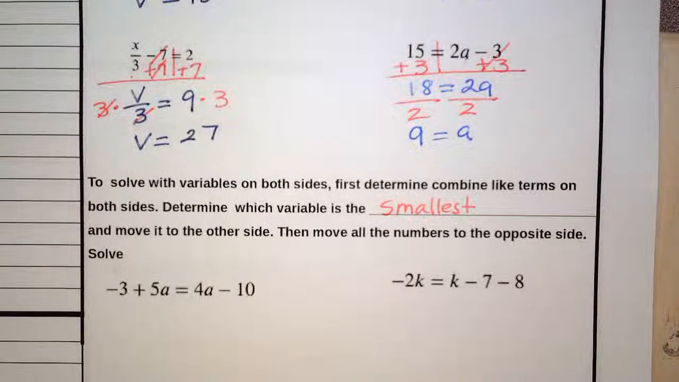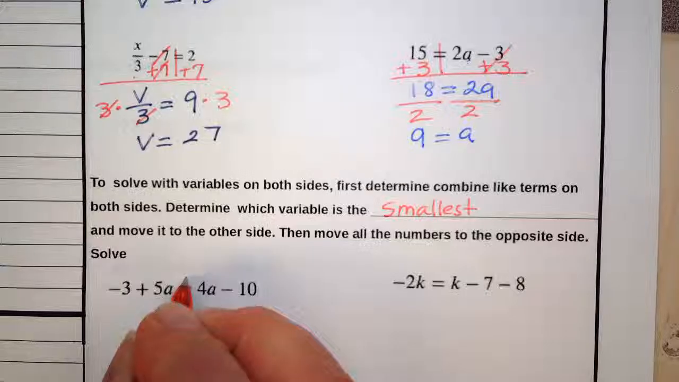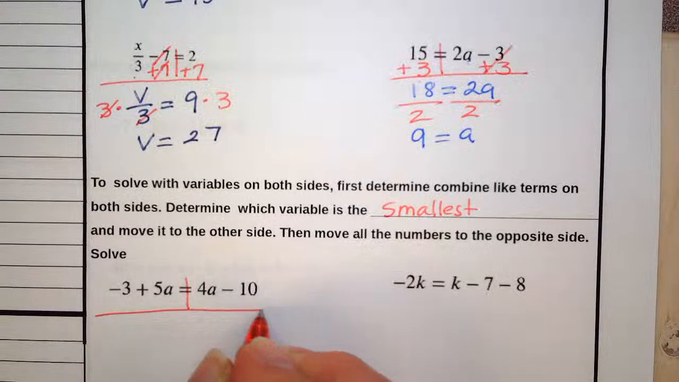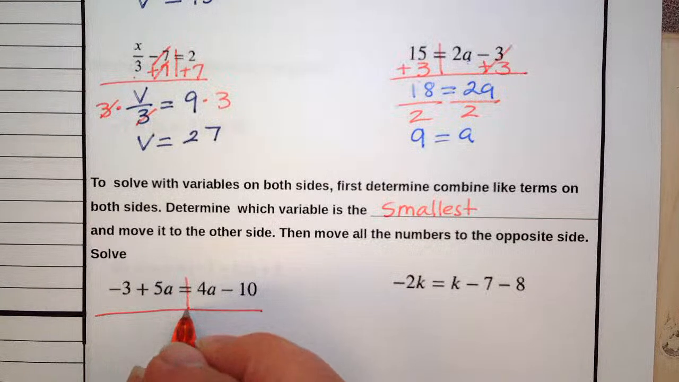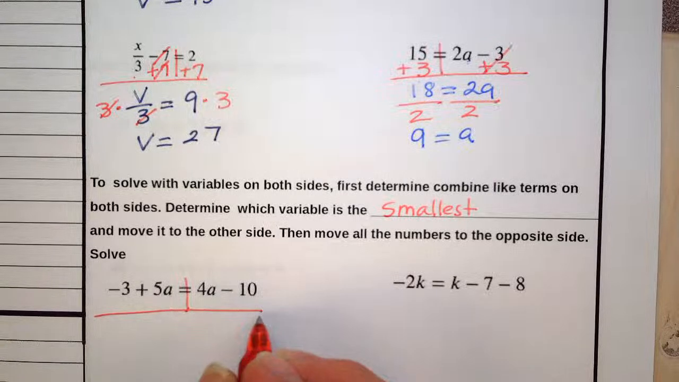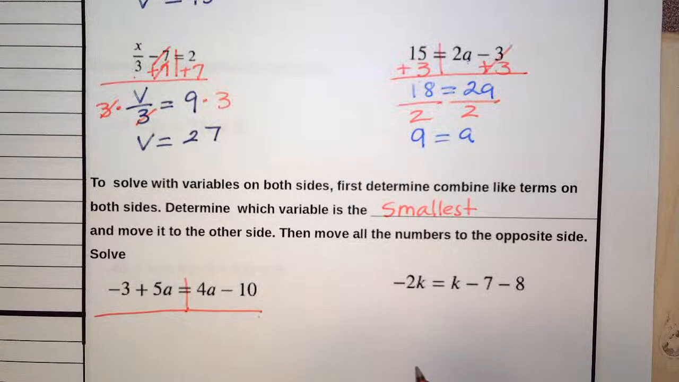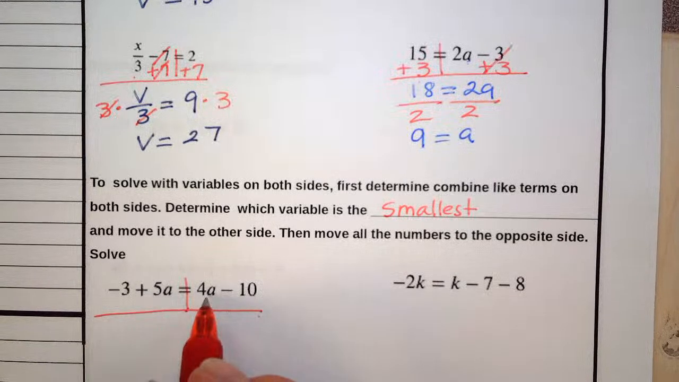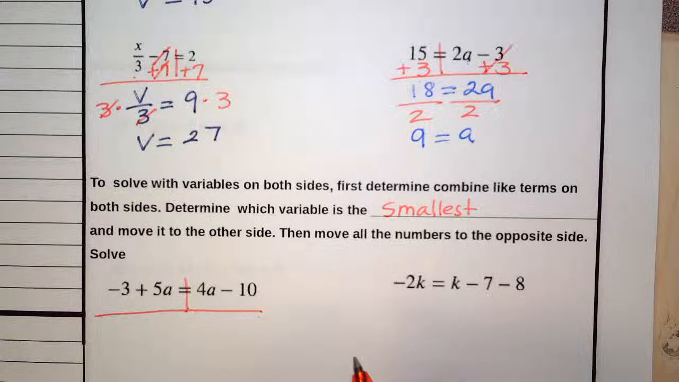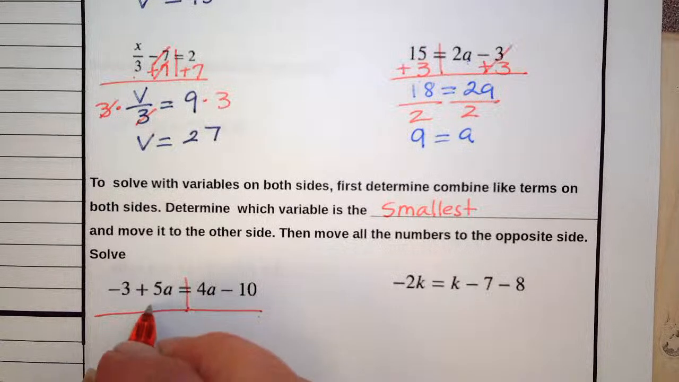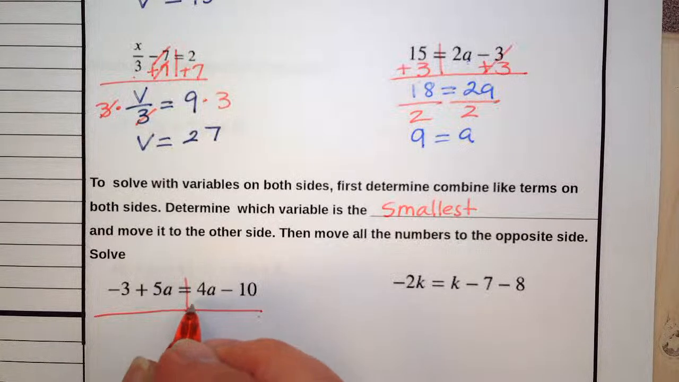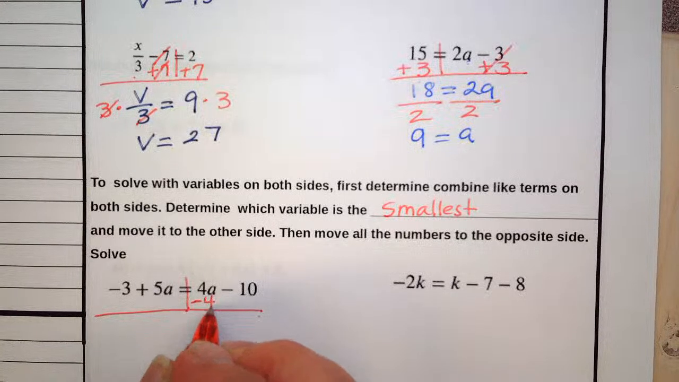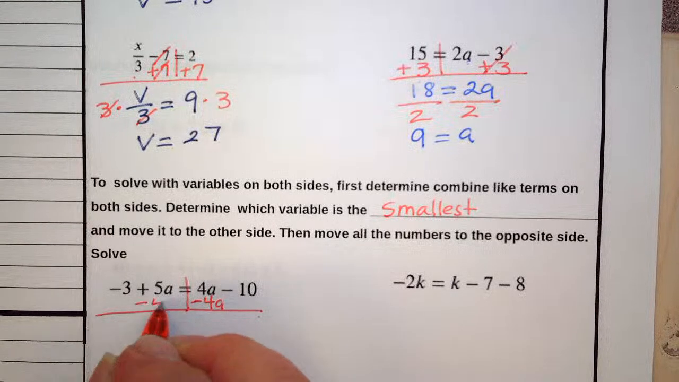What does this look like? Start by putting your equal sign and draw your line in your second line to keep all your columns straight. I've got a 5A, I've got a 4A. Which is smaller? 4A is. So I will subtract 4A from both sides.